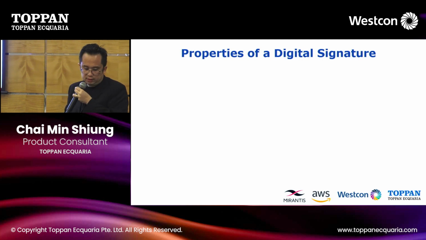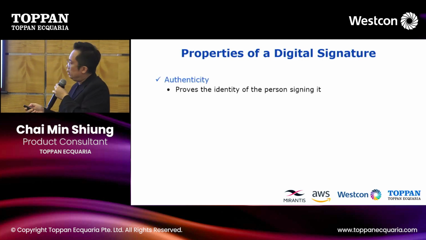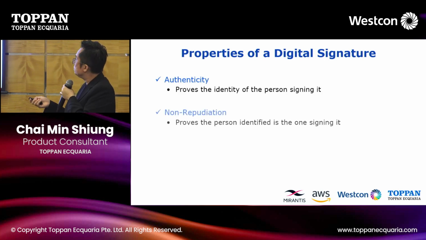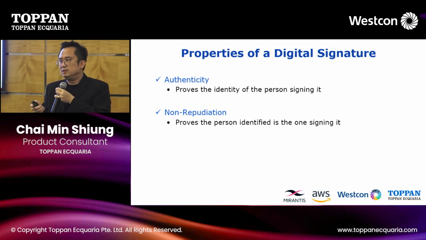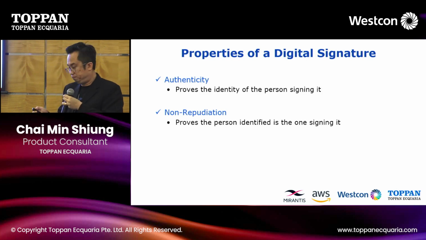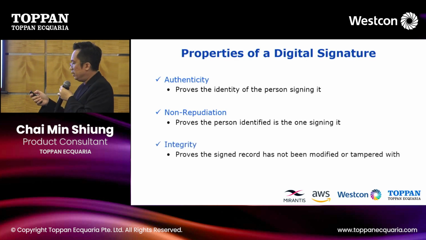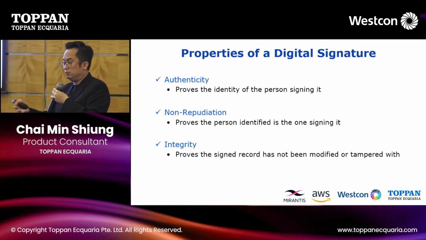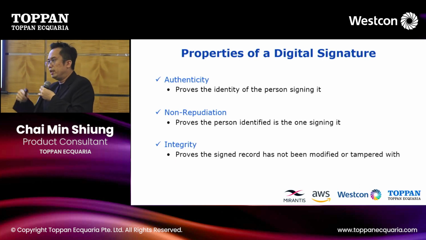So, properties of a digital signature. It has to be authentic, meaning that it can prove the identity of the person. So who signed this document? Mr. John Doe signed this document. A digital signature has to be non-repudiable, meaning it proves that the person identified is the one signing it. Did you sign the document? Yes, I signed the document. I cannot deny it because it's my signature. It cannot be disputed. And finally, integrity: it proves that the record has not been modified or tampered with. So when a dispute comes and Mr. John Doe comes up to you and says, no, I didn't sign the terms in this contract, he cannot dispute it. Those are the properties of a digital signature.